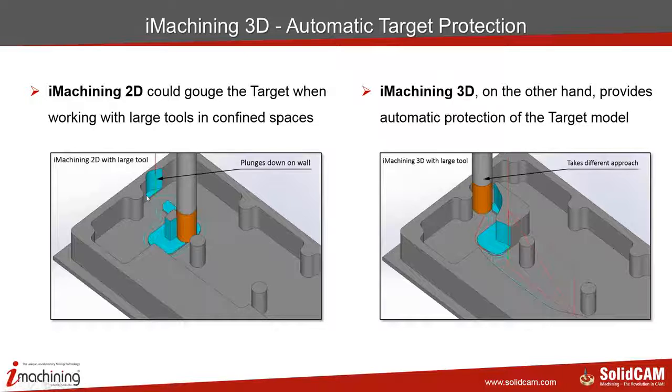remember that crash over there? This is what we're showing over there, because the iMachining 2D could gouge the target, as I showed you before. But with the iMachining 3D, since it recognizes these walls over here, it just changes the approach as to how to go in here, therefore avoiding that wall over there.